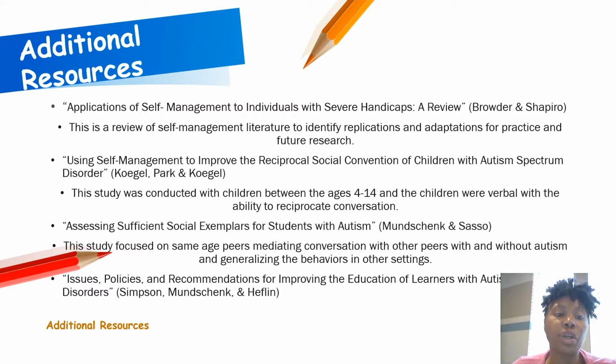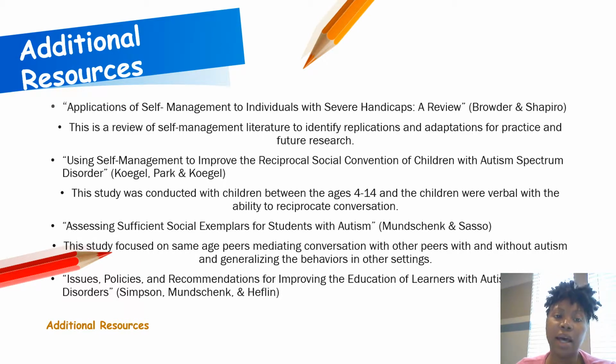The second one was using self-management to improve the reciprocal social conventions of children with autism spectrum disorder. I want to say that we read this article. It was a choice for us to read this article during this class, but at any rate, this study was conducted with children between the ages of 4 and 14, and the children were verbal with the ability to reciprocate conversation.